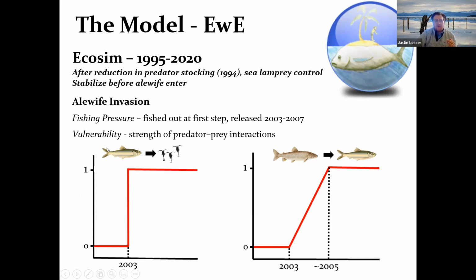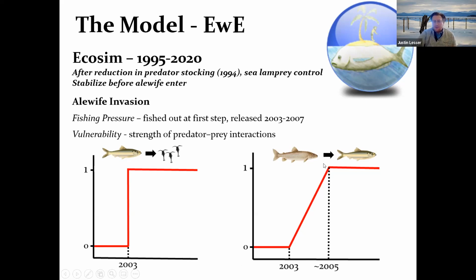With this vulnerability parameter, we have alewife to their prey. So there's no impact up until 2003, when they first show up in the system. And then starting then, they're eating, just like they normally would.